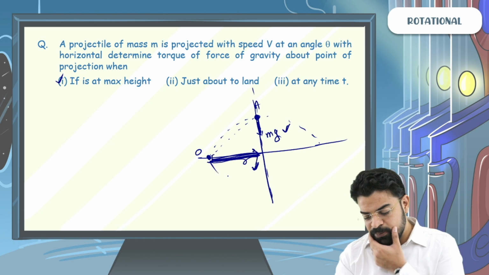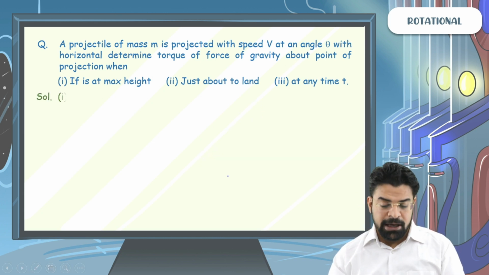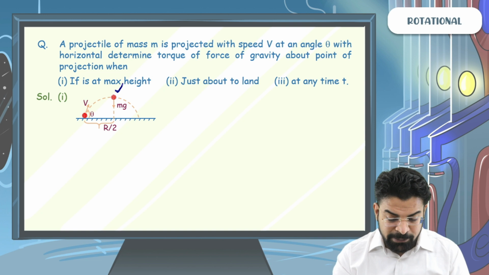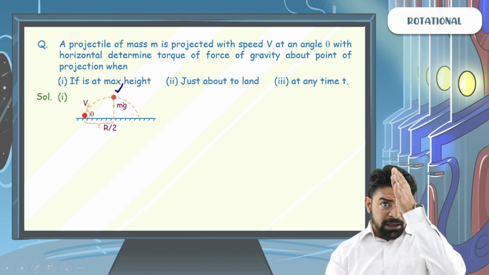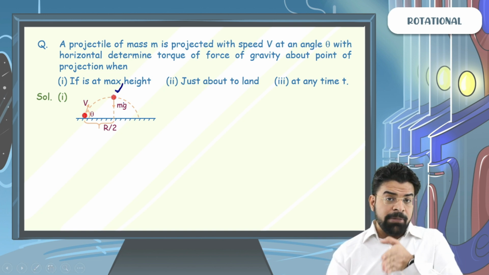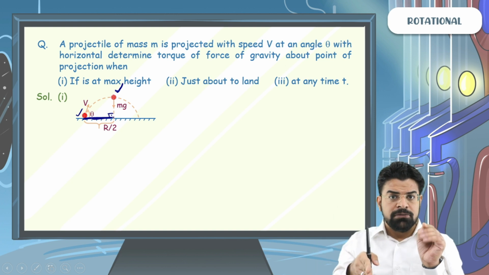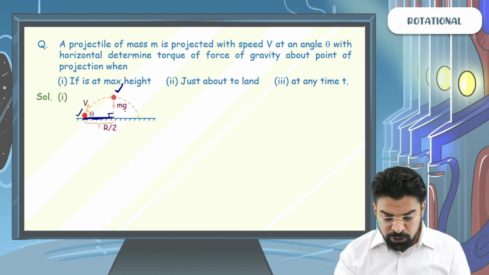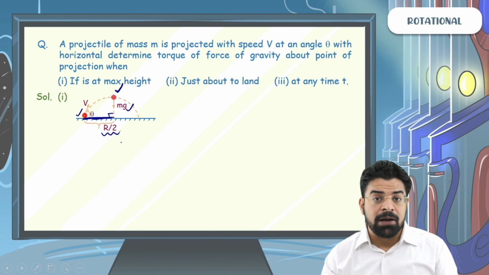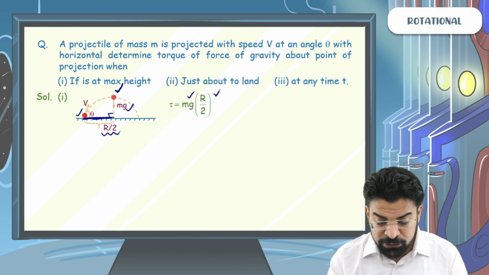So I can simply say that in case 1, when the particle is at maximum height, extending the line of action of force and then making a perpendicular drop from the point about which you wish to write the torque, you can find force times length perpendicular. The force is mg and the length perpendicular is R by 2. So the torque will be simply equal to mg into R by 2.